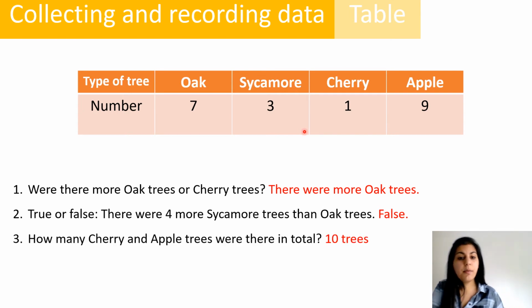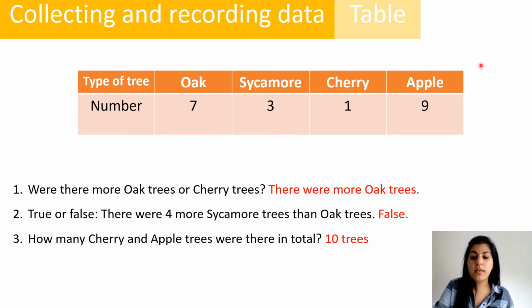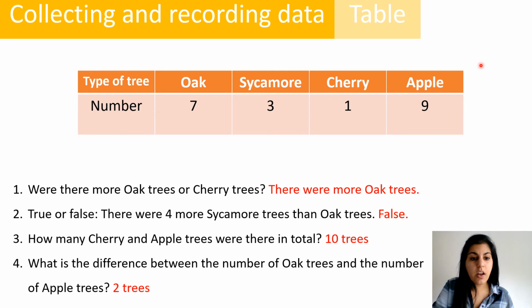Number 3, how many cherry and apple trees were there in total? So I've got cherry is 1, apple is 9, 1 plus 9 is 10. And lastly, what is the difference between the number of oak trees and the number of apple trees? There were 7 oak trees and 9 apple trees. So 9 take away 7 is 2. Hopefully you remembered that when you see the word difference, it is a subtraction.